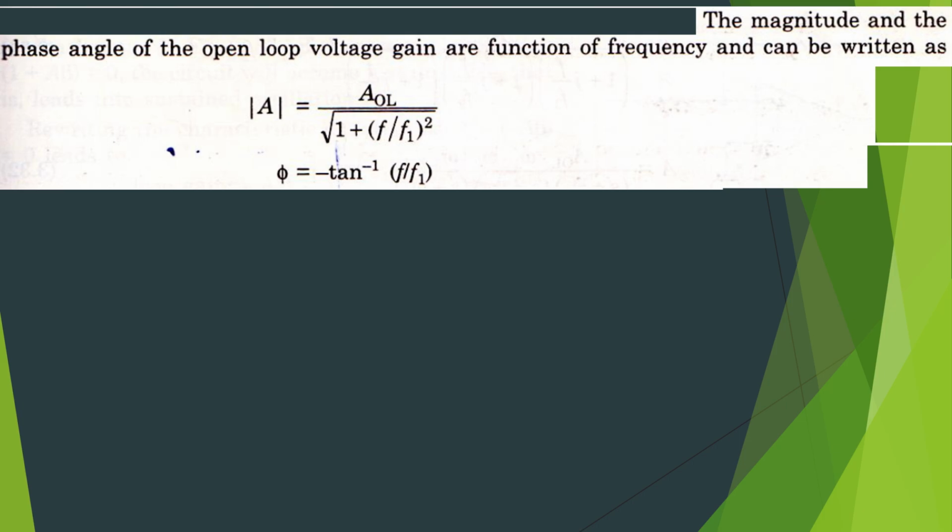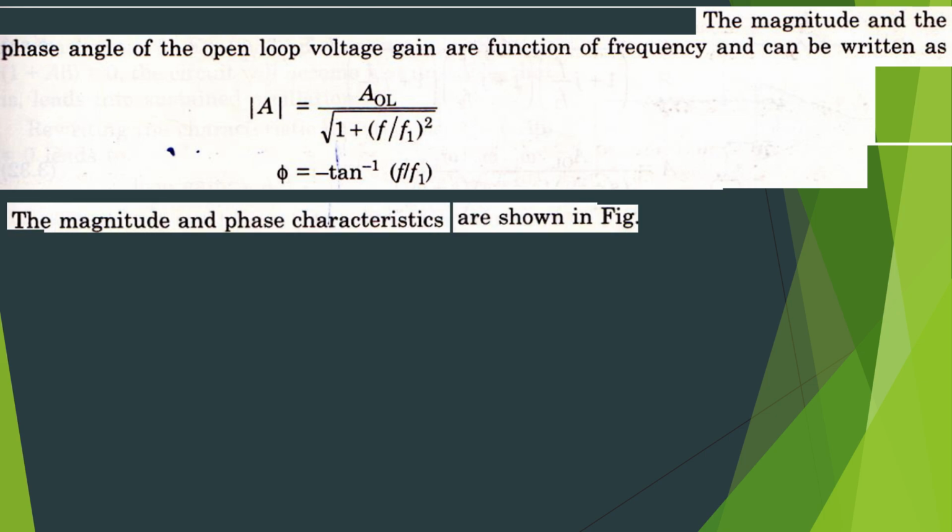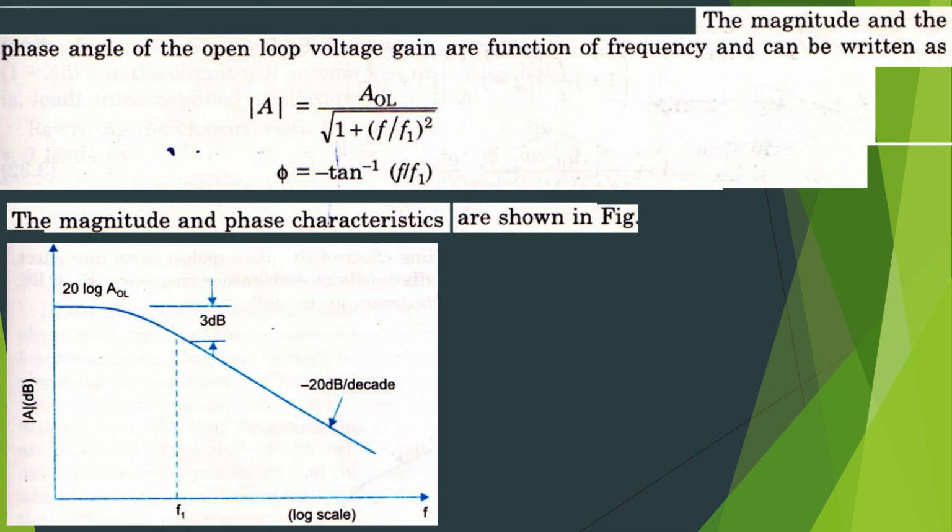The magnitude and phase angle of the open loop voltage gain are a function of frequency and can be written as magnitude equal to AOL, where AOL is the open loop gain, divided by square root of 1 plus F by F1 the whole square, and the phase angle phi equal to minus tan inverse of F by F1. The magnitude and the phase characteristics are shown in the figure.